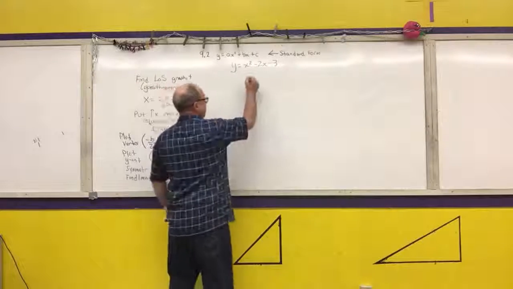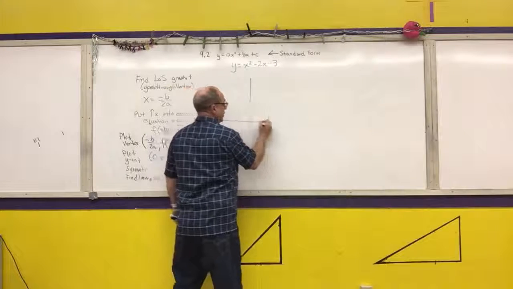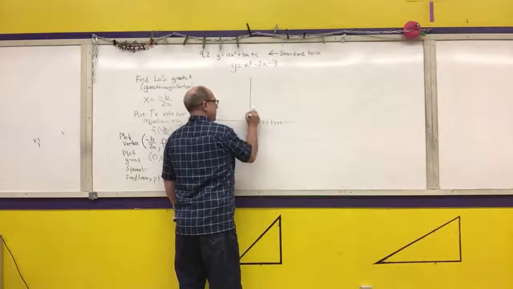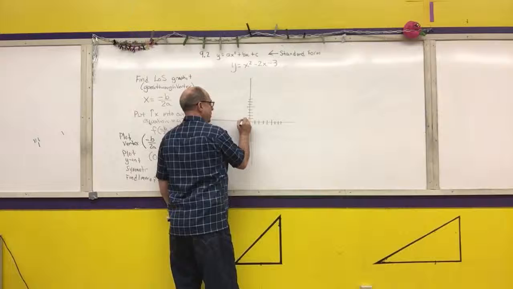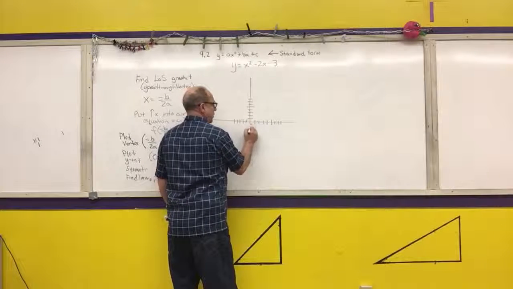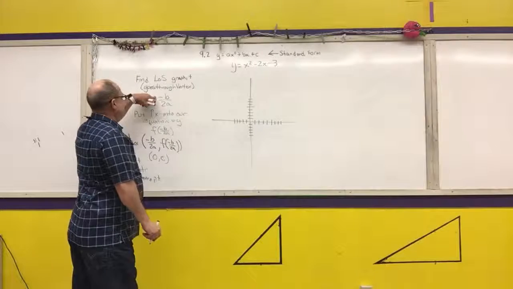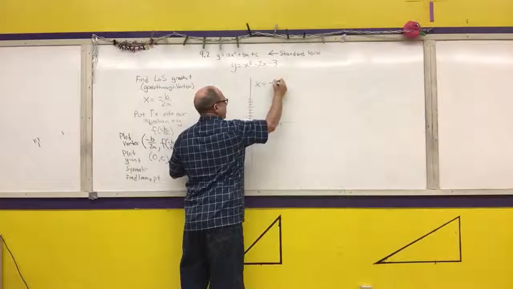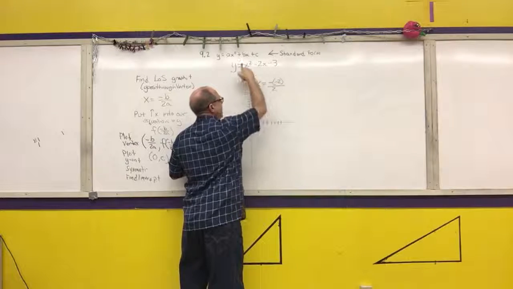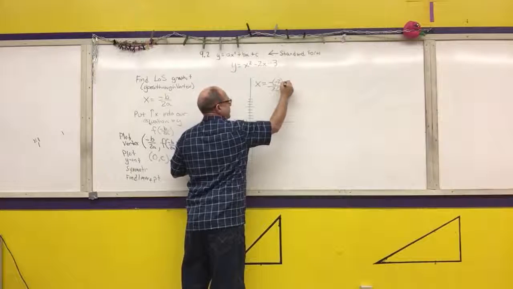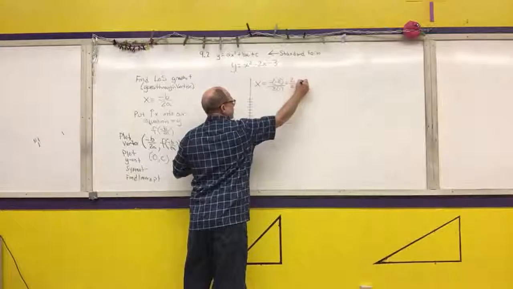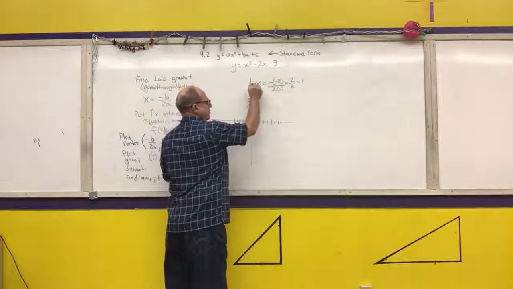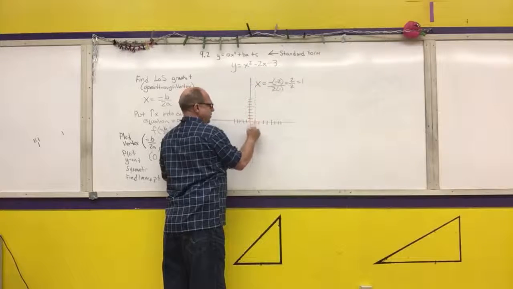Okay, so to find the line of symmetry, here's my coordinate plane. 1, 2, 3, 4, 5. Line of symmetry is at negative b over 2a. X equals negative of negative 2 over 2 times 1. That's a positive 2 over 2, which is 1. So now I'm going to graph my line of symmetry. That's a vertical line that goes through x equals 1.